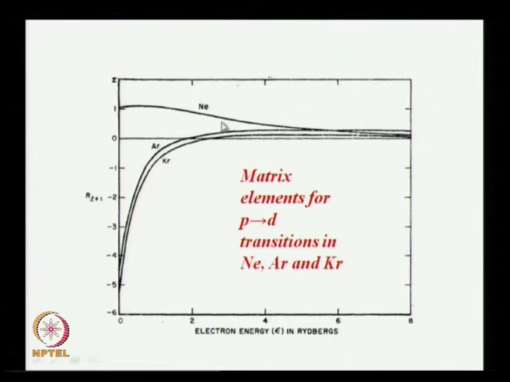So this is a picture of the matrix element. For neon it is positive, and then eventually it goes to 0 as the photoelectron energy increases. In the case of argon and krypton also, the matrix element eventually goes to 0 at high energies, but it starts out as negative, goes through a 0, cuts the 0 line over here, turns positive, and then goes to 0. So argon and krypton will have a Cooper minimum, but not neon.